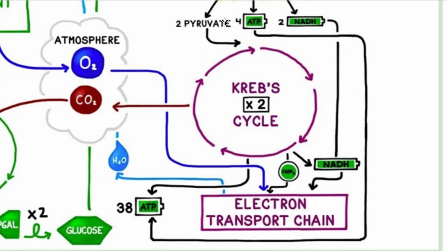So this transforms into acetyl-CoA, and in this process CO2 is released. Then after all the breaking down of the pyruvate, 6 NADH is produced and 2 FADH is produced, and also some ATP.